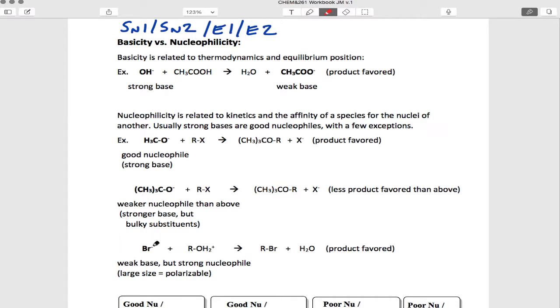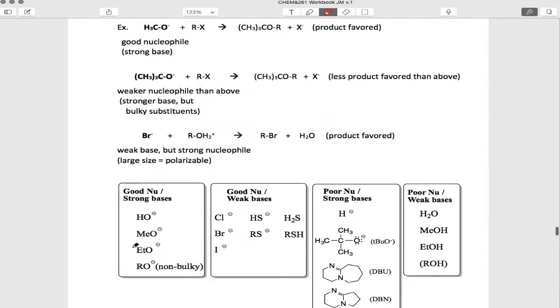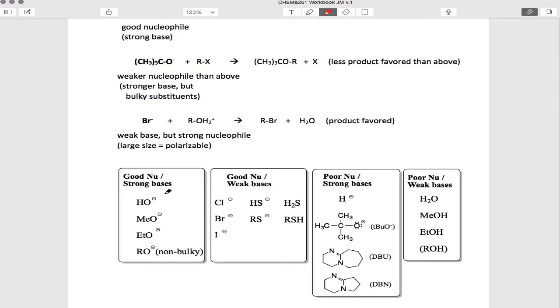And then here we have a weak base, whereas these guys were strong bases. This was a good nucleophile and this was not so good because it's bulky. Here we have a weak base, but even though it's a weak base, it's actually a good nucleophile because it's polarizable. So let's look at how we know from looking at something whether it's a good nucleophile or a poor nucleophile or a strong base or a weak base. It can play multiple roles as well.